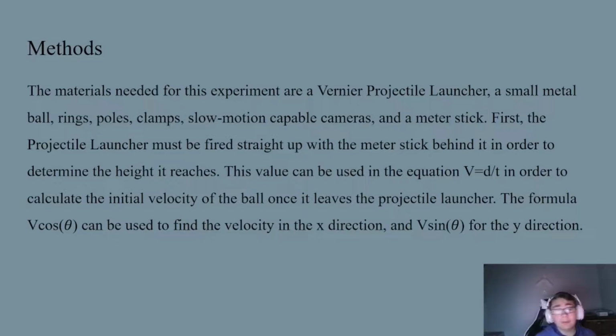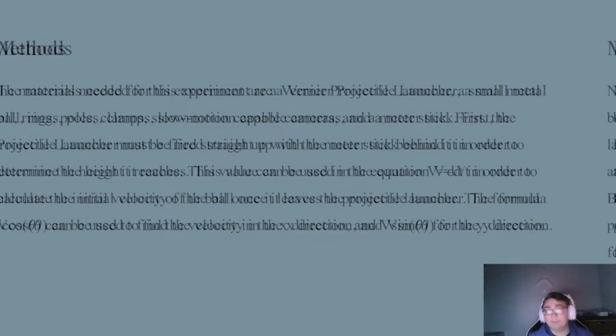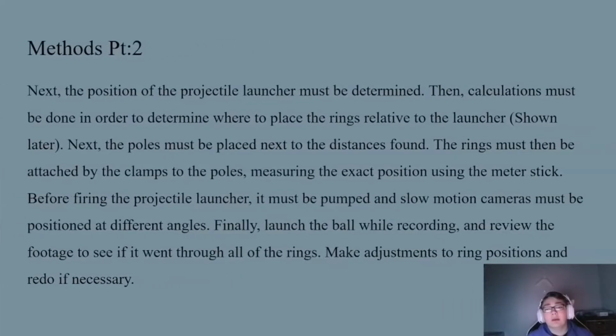The formula, V times cosine of theta, which is our angle, which would be 45 degrees, as what we were tasked to do is to shoot the ball at a 45-degree angle, can be used to find the velocity in the x direction, and we can use velocity times sine of theta, our angle, which is 45, to find the velocity in the y direction. Next, we have to position the projectile launcher, and we have to find that exact position.